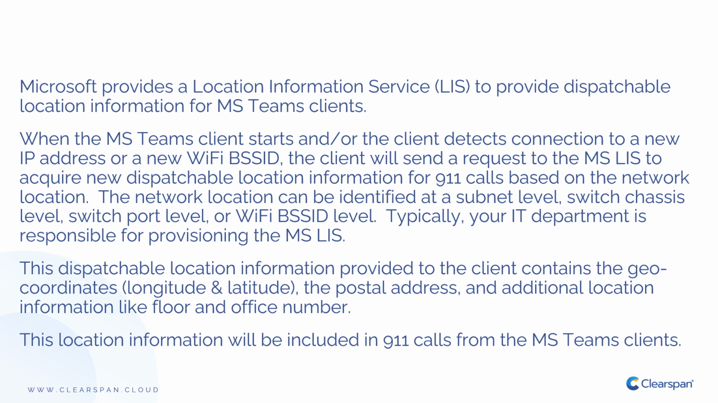The network location can be identified at a subnet level, a switch chassis level, a switch port level, or a Wi-Fi BSSID level. Typically, your IT department is responsible for provisioning the Microsoft LIS. The dispatchable location information provided to the client contains geocoordinates, longitude and latitude, the postal address, and additional location information like floor and office number. This location information will be included in the 911 calls from the Microsoft Teams client.